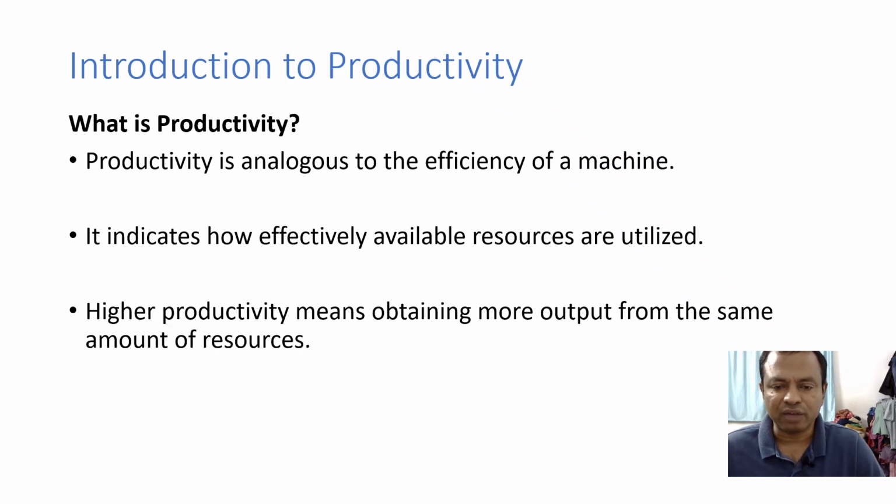The difference between productivity and efficiency is that usually efficiency will be less than 100% or less than 1. But in the case of productivity, it should be more than 100%. That means output should be greater than input, or the value of output should be greater than input. Then only we say productivity is good.